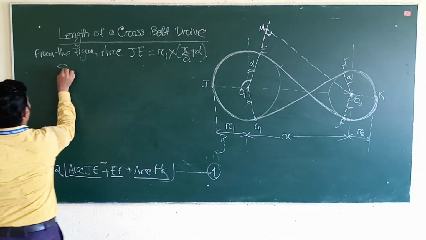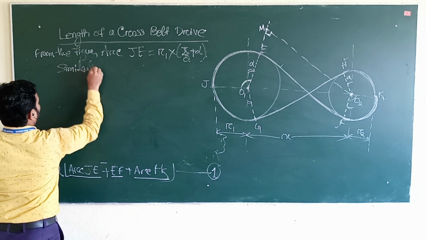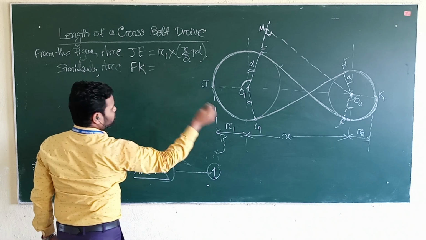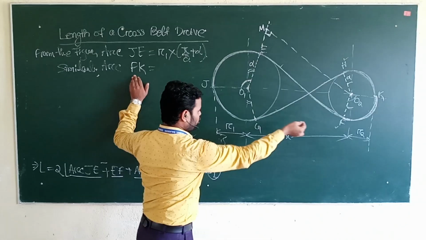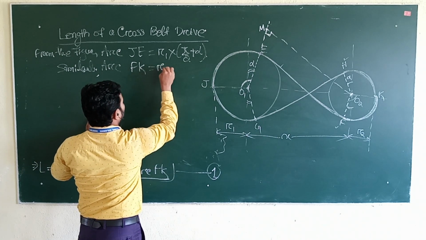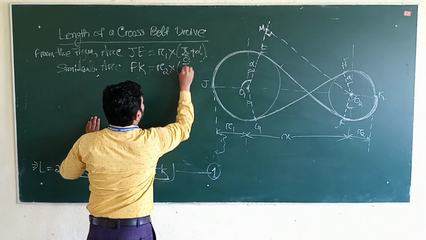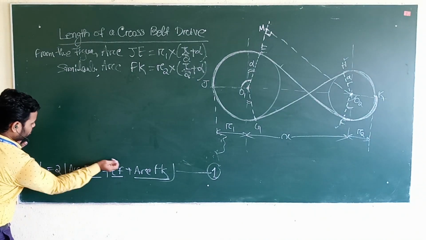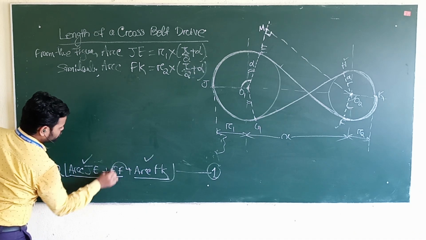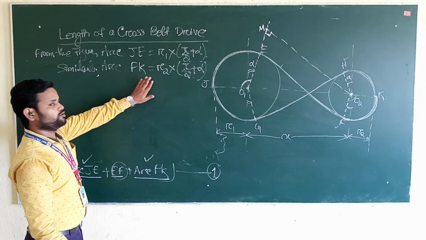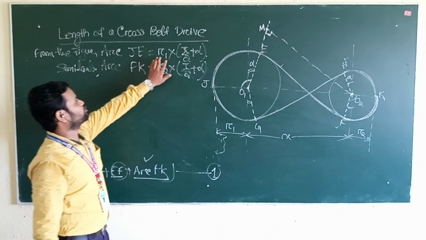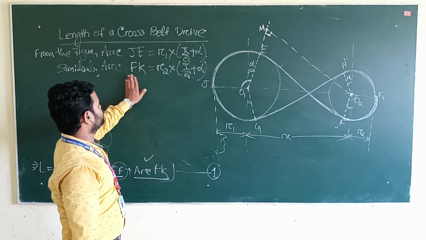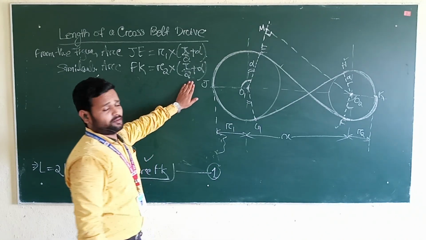So we can write similarly arc FK equal to, FK means it is the case of smaller pulley. Then radius of smaller pulley, you know that R2 into angle is your pi by 2 plus alpha. So we will get now the two values. The remaining value is your EF. Now we calculate the value of EF. You will understand or not? The arc of JE equal to radius of that pulley into angle made by this arc. Similarly, arc FK equal to radius of that pulley into angle made by arc.